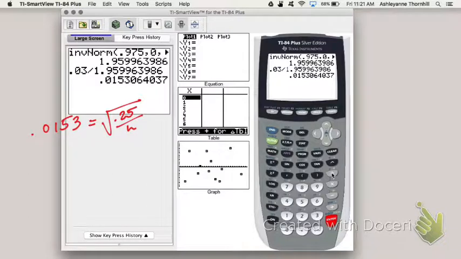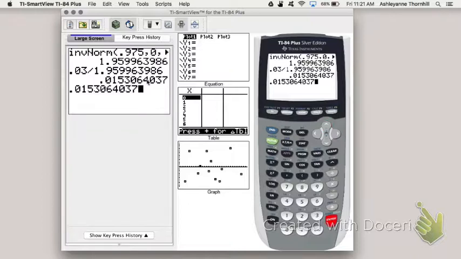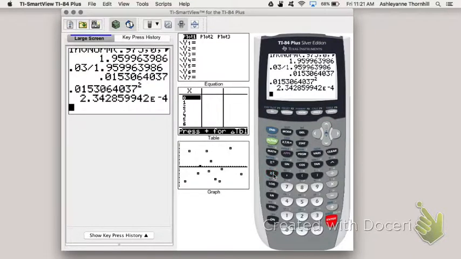What would my next step be if I'm solving for N? Square it. So I'm going to square each side. You don't need a plus or minus. I'm going to hit enter and square it, and you're going to get a really tiny number: 0.000234 equals 0.25 over N.